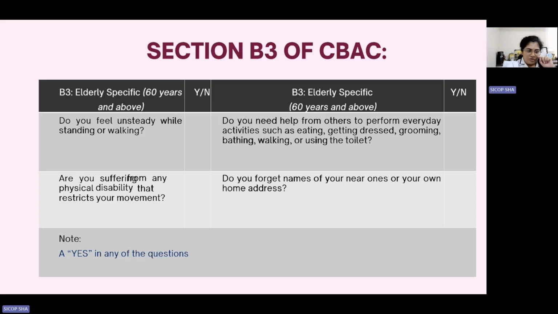Next, are you suffering from any physical disability that restricts your movement? If yes, then we mark it again. Do you need help from others to perform everyday activities such as eating, getting dressed, grooming, bathing, walking, or using the toilet? These are basic activities. If they need specific support for this, then yes. Do you forget names of your near ones or your own home address? If yes to any or all of the questions, this person should be referred to the experts in geriatric health care.